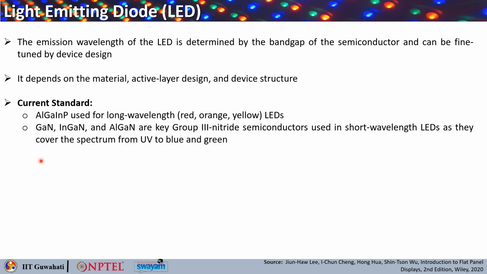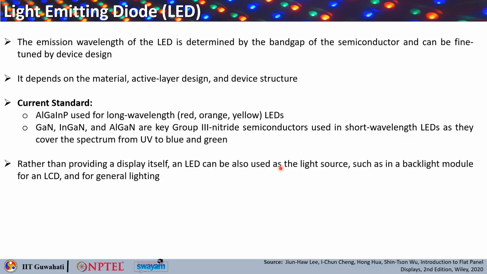So, these are the current standards in LED manufacturing. Aluminum gallium indium phosphide is basically used for long wavelengths, something like red, orange and yellow LEDs. Gallium nitride, indium gallium nitride and aluminum gallium nitride are the key group 3 nitride semiconductors, which are popularly used for short wavelength LEDs, as they can cover the spectrum from UV to blue and green.